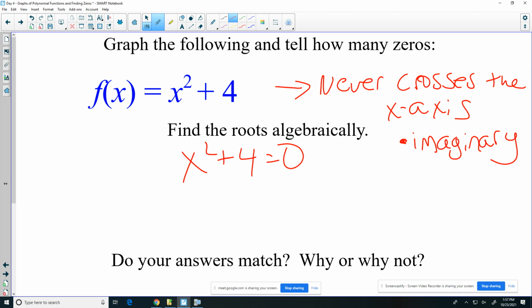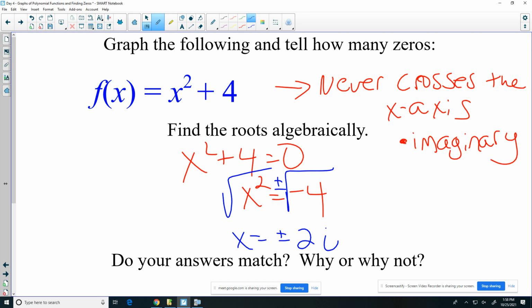Subtract 4 from both sides. What's my next step? Take the square root. Thank you. Take the square root of both sides. Never, ever, ever forgetting that plus or minus. So x equals plus or minus 2i. So I know that my 2 solutions are x equals 2i and x equals negative 2i. My roots are imaginary. It won't actually cross the x-axis. But I have 2 roots. I have 2 solutions. Okay, I do have 2 of them. They're just not real numbers.